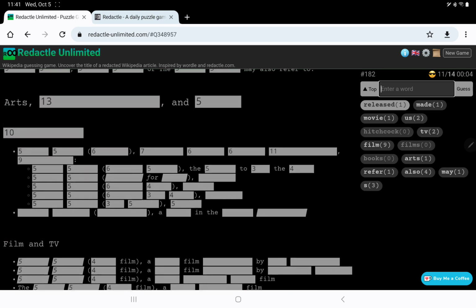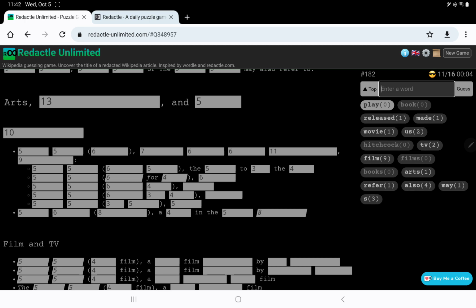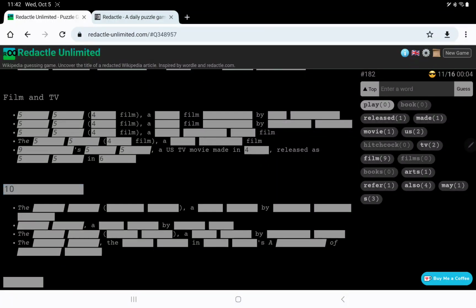Very interesting. So what's this other arts? Something and something. 6 for 4. The 5 to 3, the 4. And then here we have a 5, 6. So is that the plural? 8, a 4 in the 5, and then 8 in italics. I did books plural. Let me just do book. No book. Play. No play. 10. Well, maybe this is literature. Yes, okay.